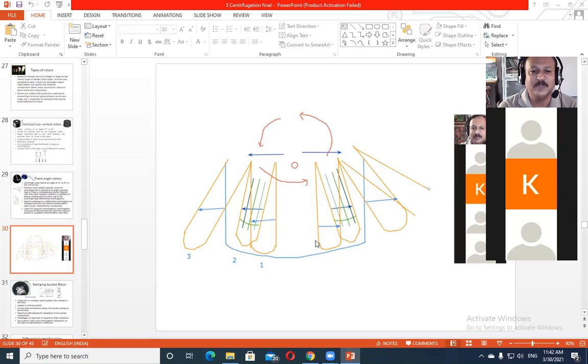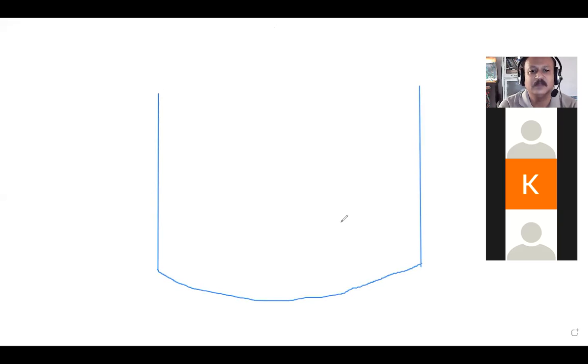So maybe can I again go to the whiteboard? Okay, I'll again try to draw the rotor. This time I'll probably draw only one tube for your understanding. Okay.